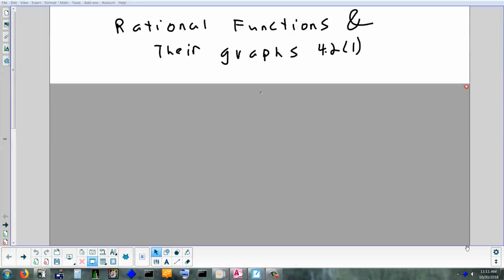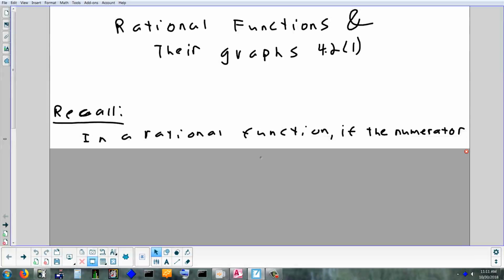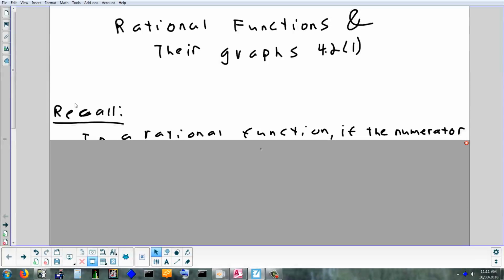All right, so today we're going to take a look at graphing rational functions in section 4.2. We'll split the section into 2 days. So we're still going to have to find asymptotes. That's going to be like the big thing for today. How do we find horizontals? How do we find verticals? Things like that.